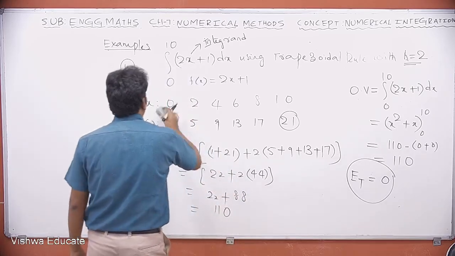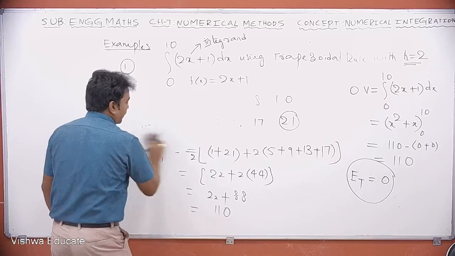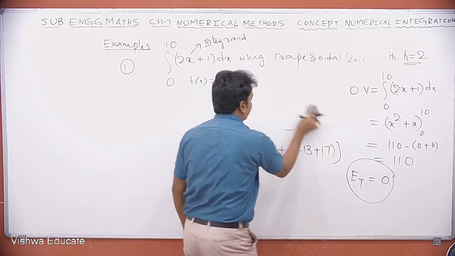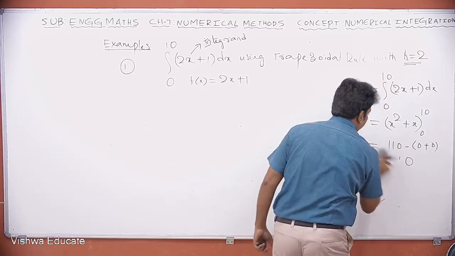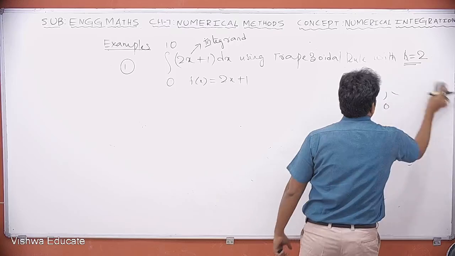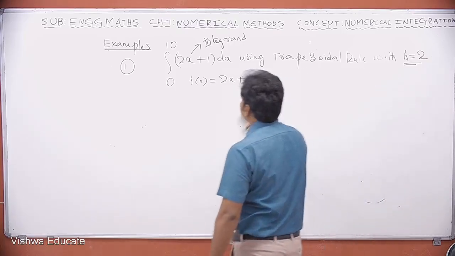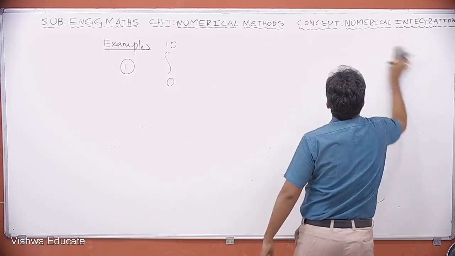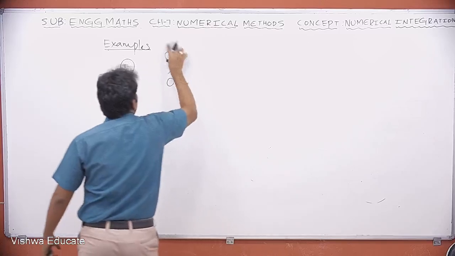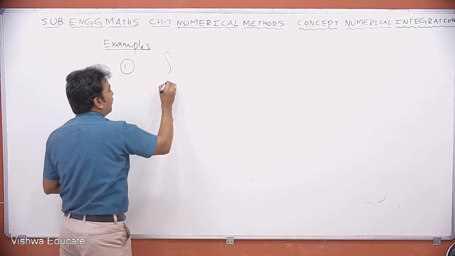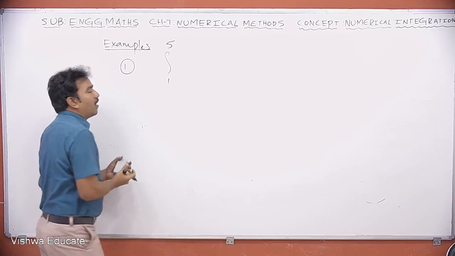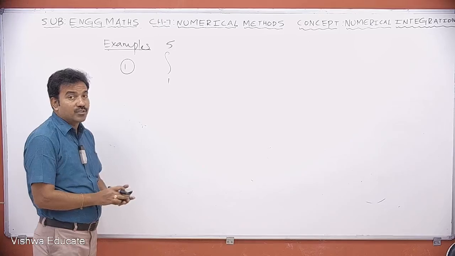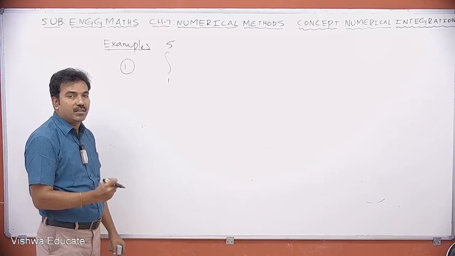Now let us solve another problem by using Simpson's one-third rule. So let us start with this. Evaluate the integral from 1 to 5. Let me maintain the h value 1: 1 to 2, 2 to 3, 3 to 4, 4 to 5. 4 subintervals will come.